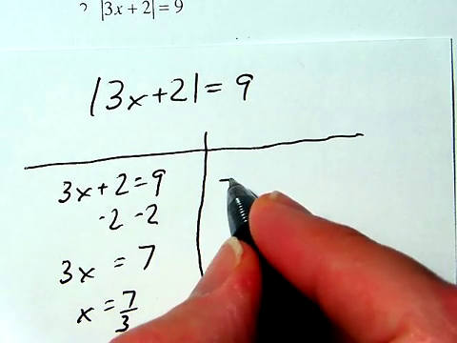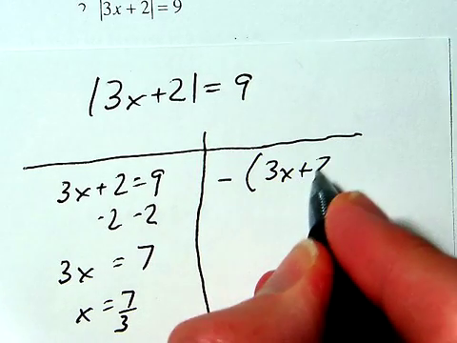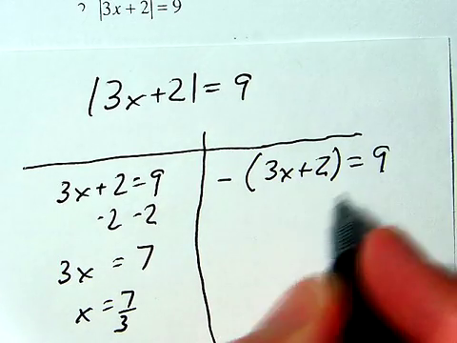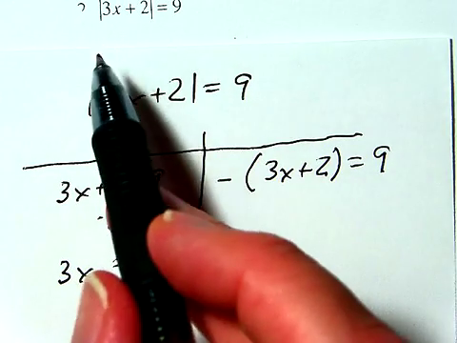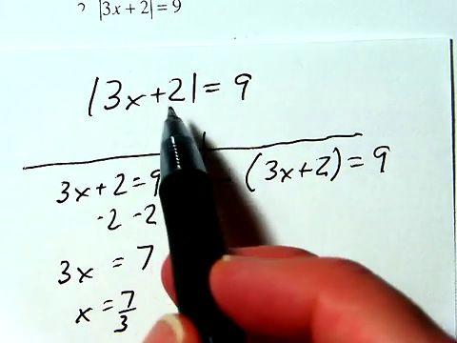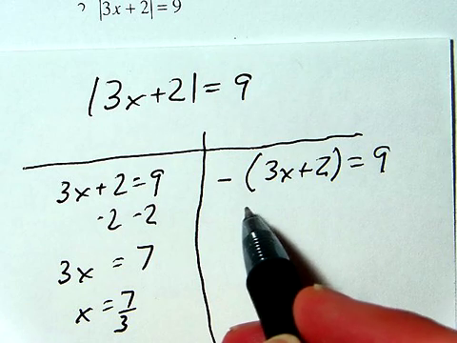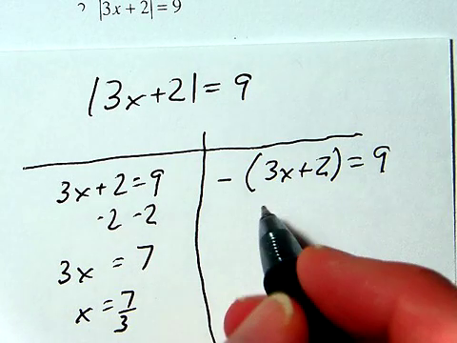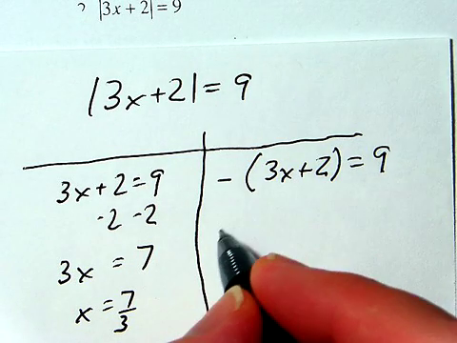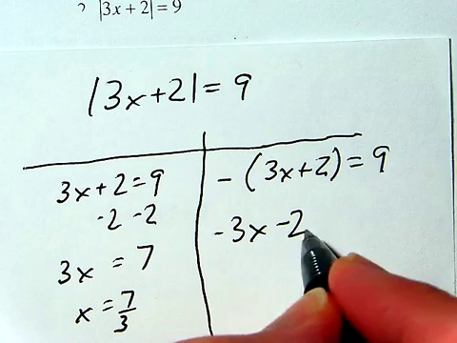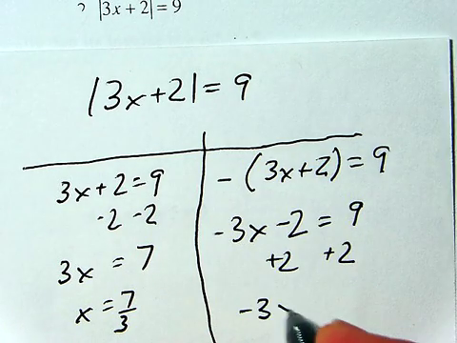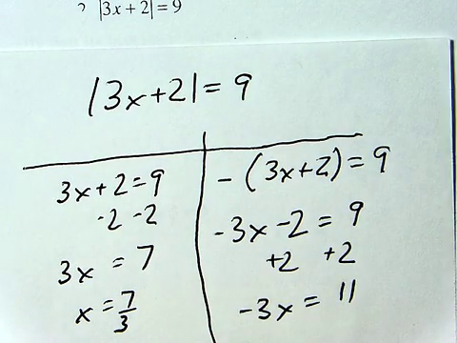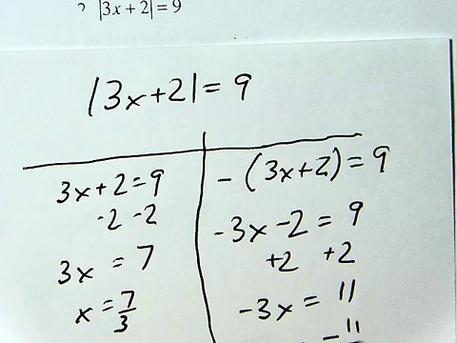Let's put a negative in front of the 3x plus 2 equaling 9, assuming that, well, maybe 3x plus 2 is actually a negative value, which then becomes positive because of the absolute value signs. In that case, this equation ought to be true. So let's go ahead and distribute the negative sign. Negative 3x minus 2 equals 9. Add 2 to both sides gives us negative 3x equals 11, or x equals negative 11 thirds.